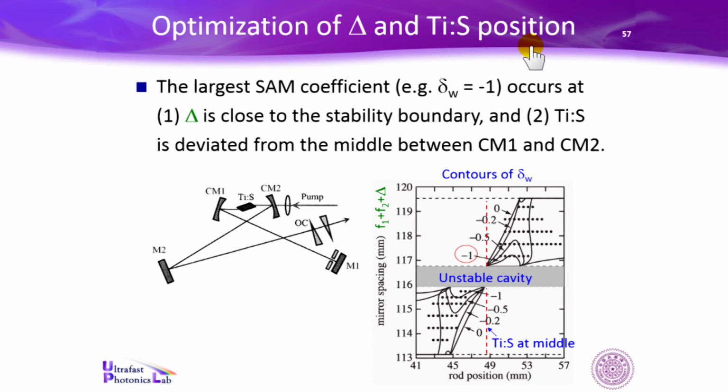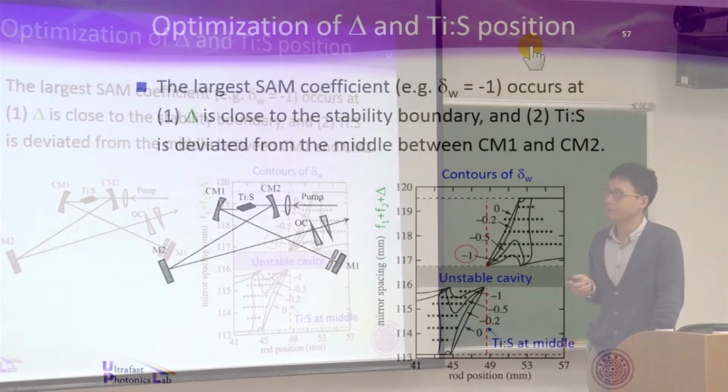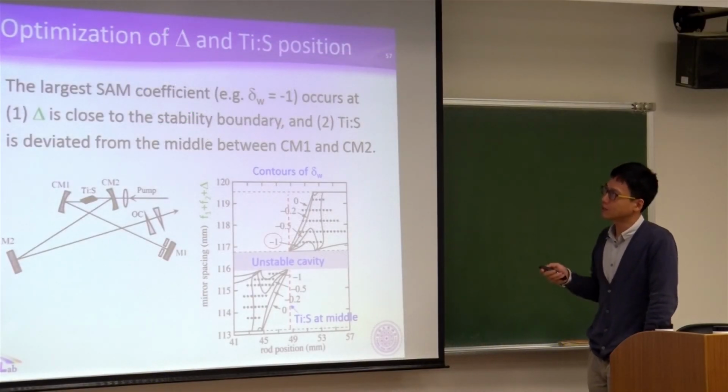Now, previous slide only tells us asymmetric factor has to be 1.5 to 2, but we haven't decided the optimal position of delta, separation between the two curved mirrors. Okay, and we haven't determined the position of the disulfide gate medium. Okay, so we need more analysis.